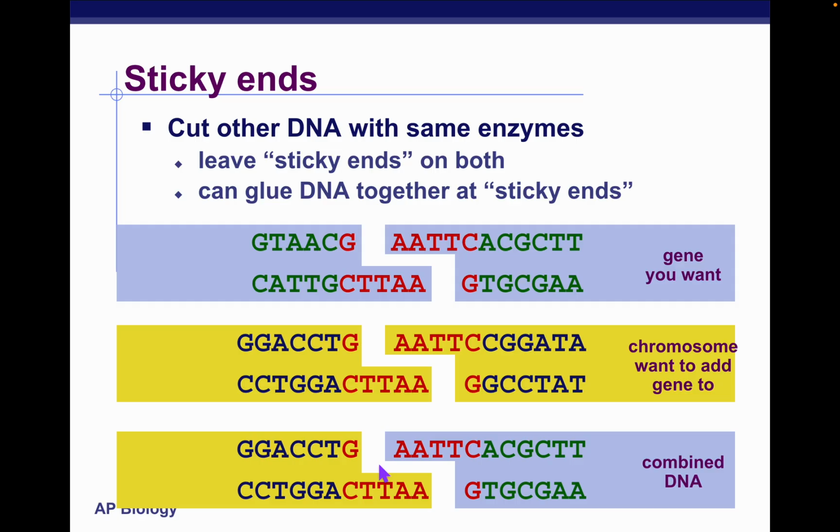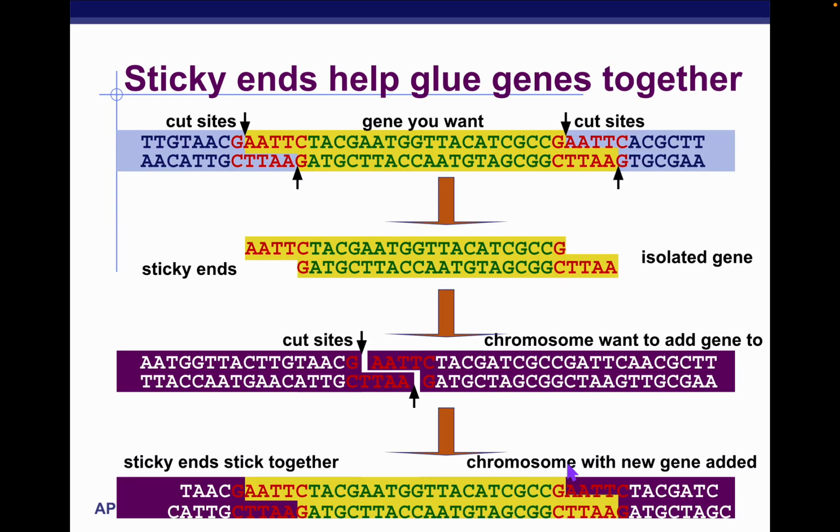The other thing that we can do with sticky ends, right, because we like to do cool stuff with DNA, we can cut other DNA with the same enzymes and leave the sticky ends on both, and then you can glue them together at their sticky ends. So here's the gene you want. Here's the chromosome you want to add the gene to. Here's how we can combine it, okay?